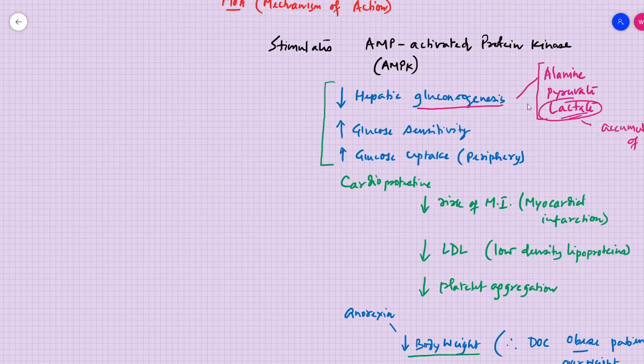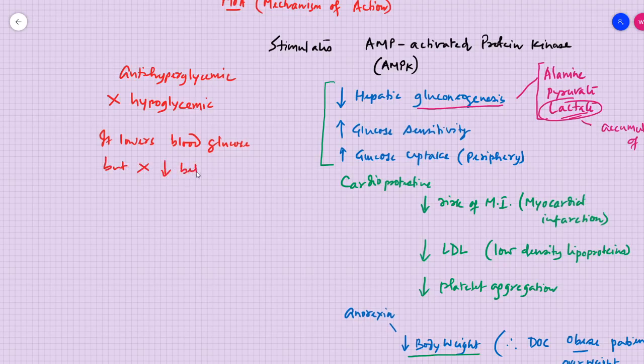So we could say that metformin is anti-hyperglycemic, but it is not hypoglycemic, which means it lowers blood glucose but does not decrease it below the normal value. So it cannot cause hypoglycemia.